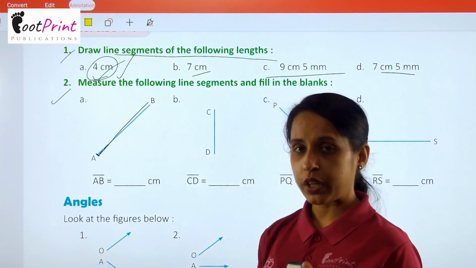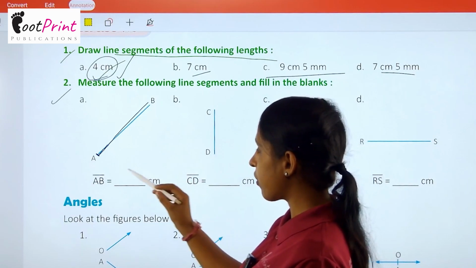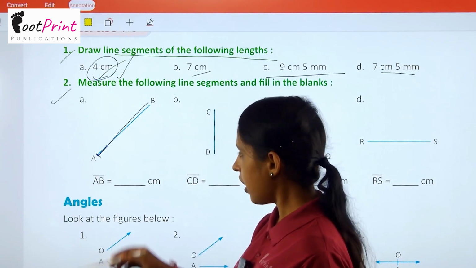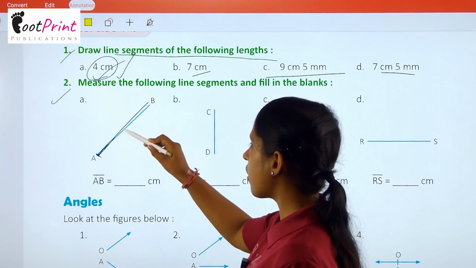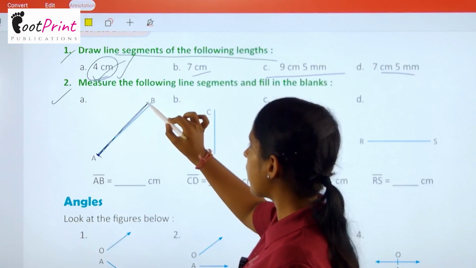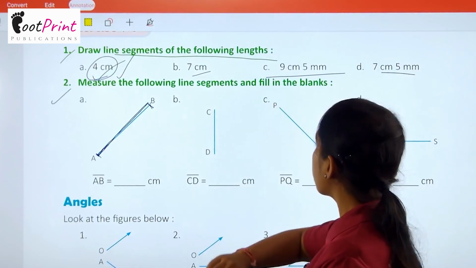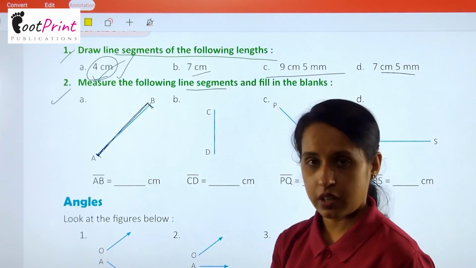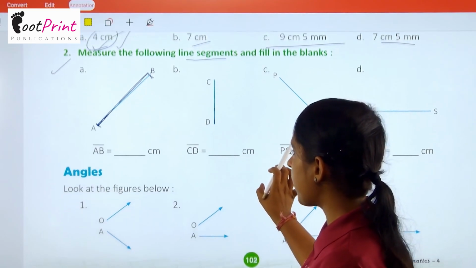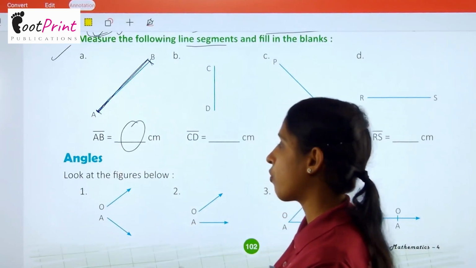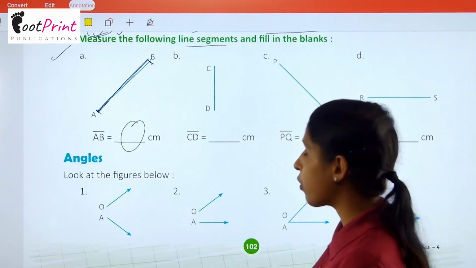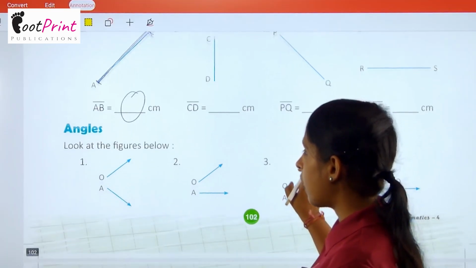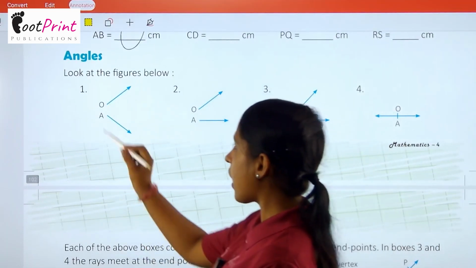You will put your scale's 0.0 on point A or B, and then measure where point B comes, then you will write the line segment length. Next, you have to write here if it is 4 centimeter or 6 centimeter, you can use your scale. Okay, next, so what are angles?